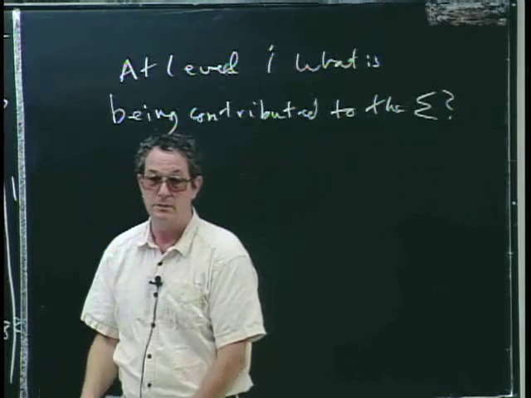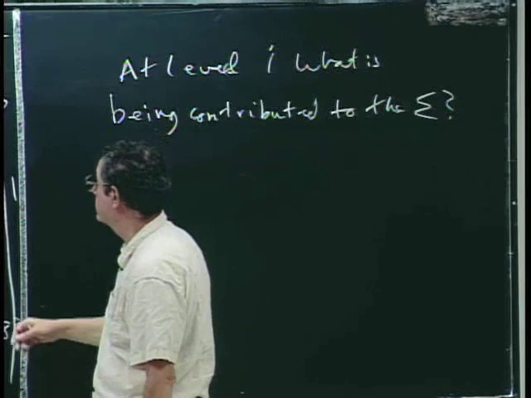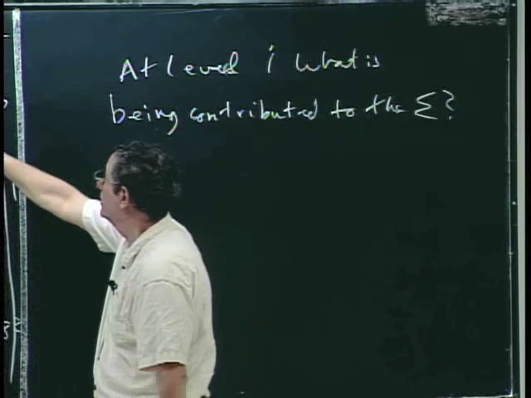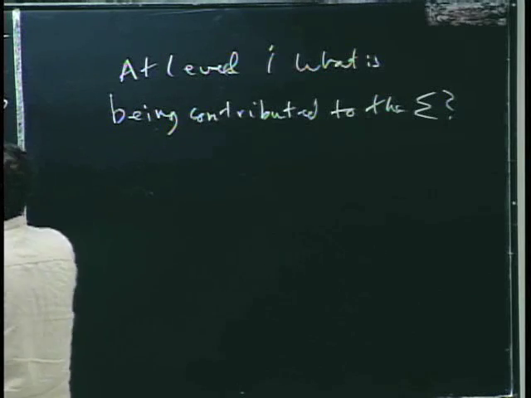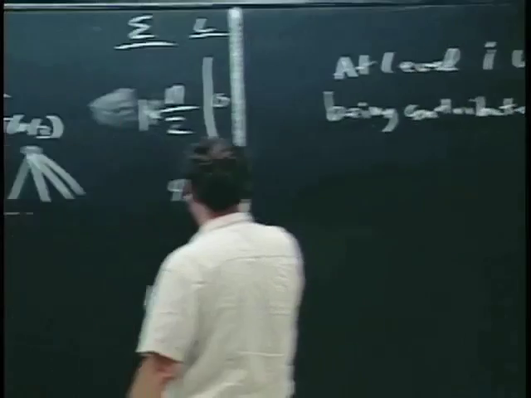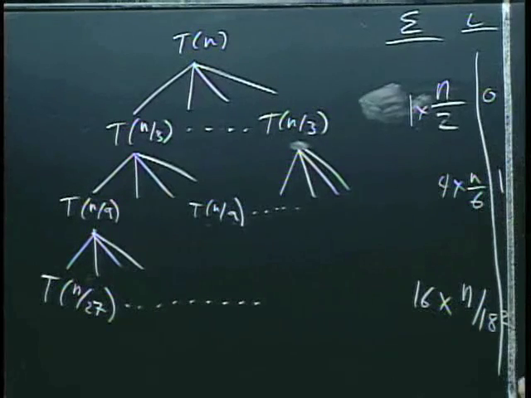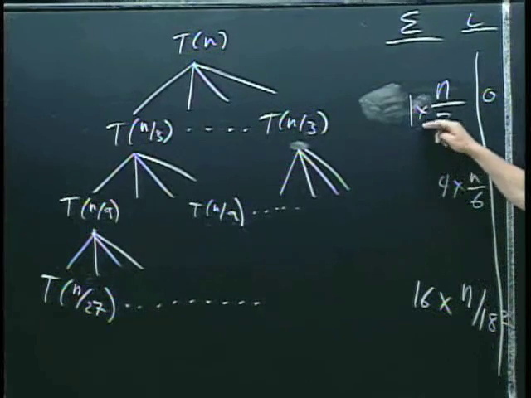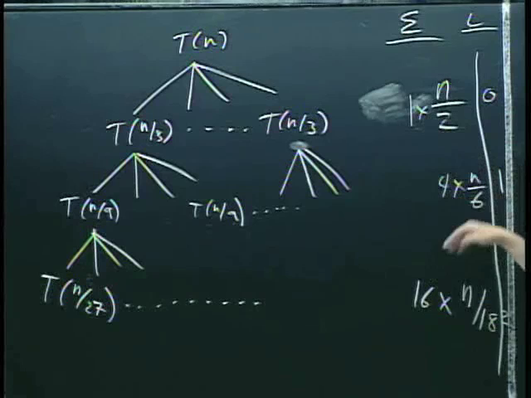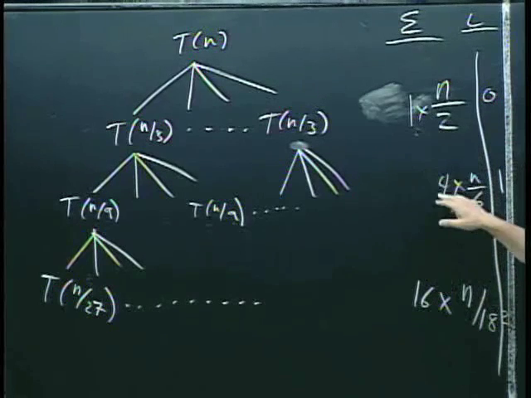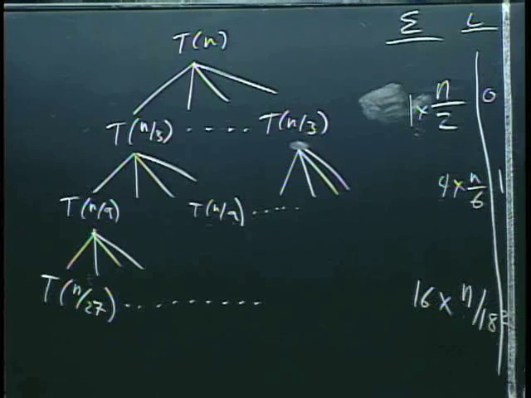See the pattern? Let me just say it for emphasis: that's 1 times n over 2, 4 times n over 6, 16 times n over 18. So it's pretty clear that these are going up by a multiple of 4 at each step. Okay? What's happening over here? You're dividing by 2 initially, and then 2 times 3, and then 2 times 3 times 3.